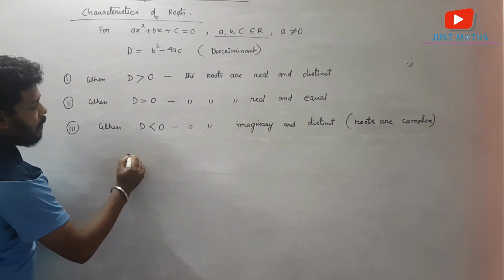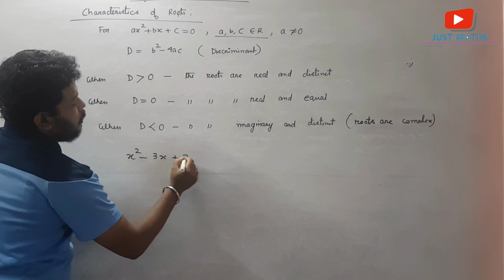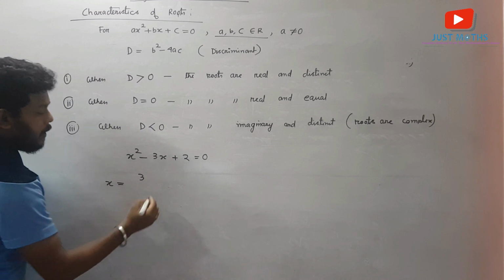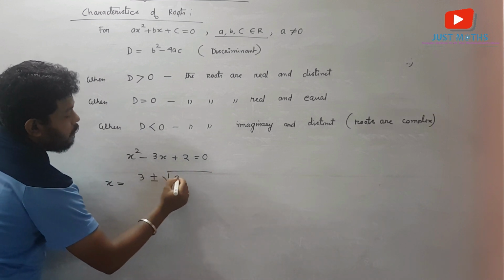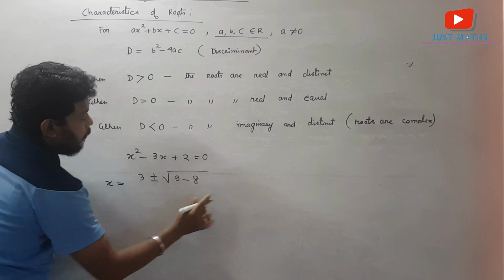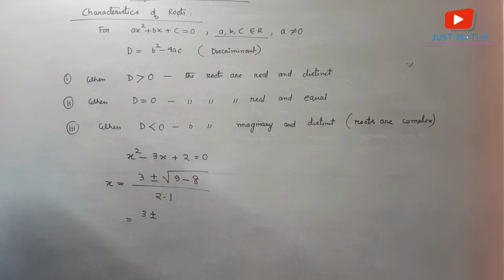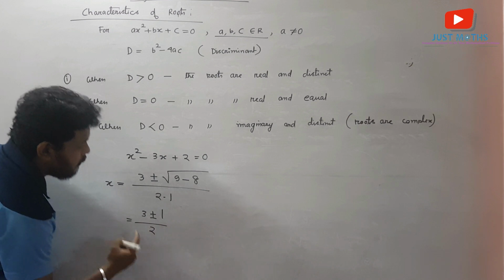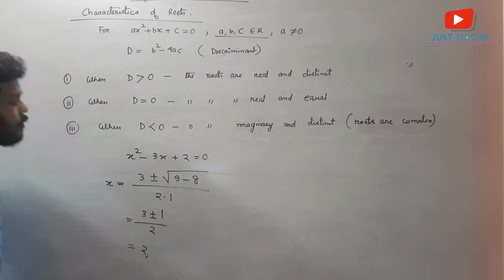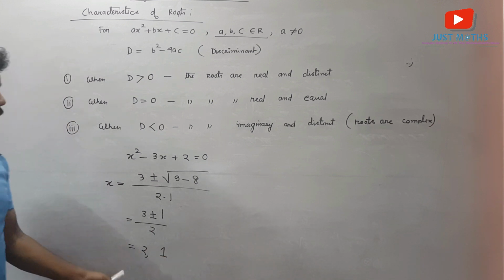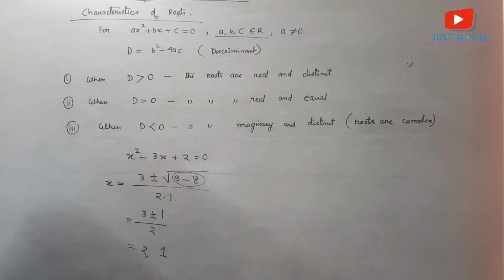For example, if you are given x square minus 3x plus 2 and asked to find the solutions, what will you do? You will write x equal to minus b plus or minus square root of b square minus 4ac, by 2 into 1. You will get 3 plus or minus square root of 9 minus 8, over 2. The square root of 1 is 1, so the answer is 3 plus 1, 4, 4 by 2 is 2, and 3 minus 1 is 2, 2 by 2 is 1. The roots are real and distinct, because they are unequal. You can see the value of the discriminant b square minus 4ac is positive here.